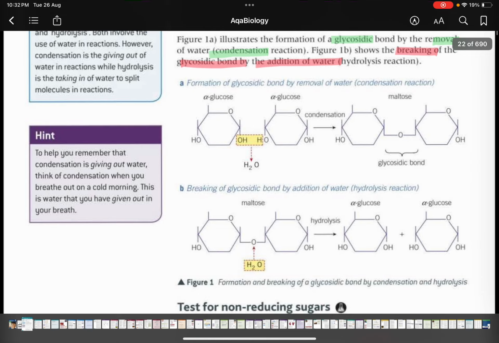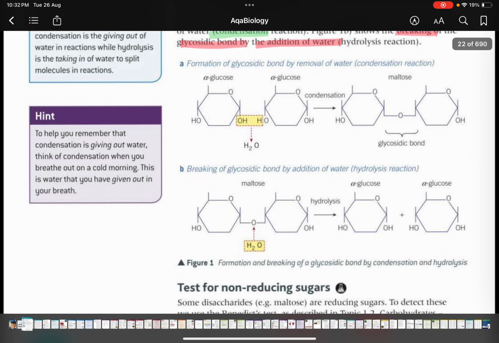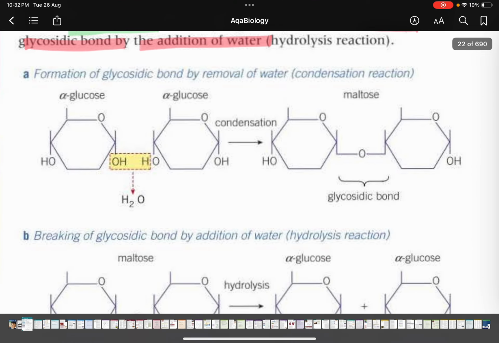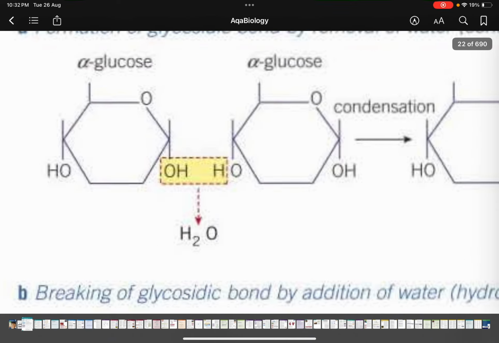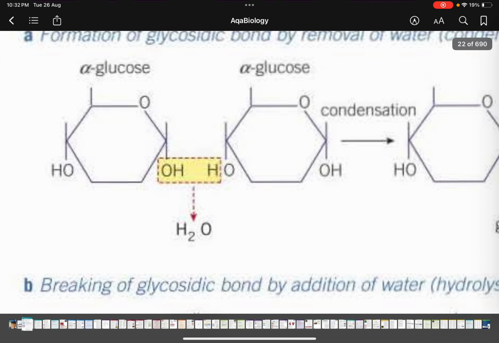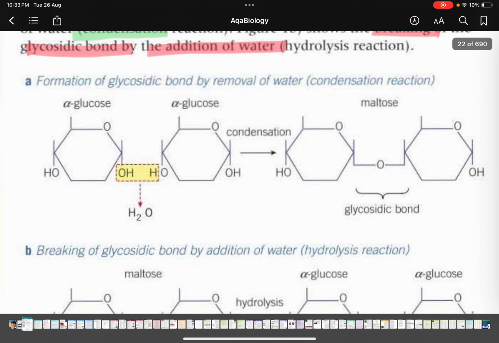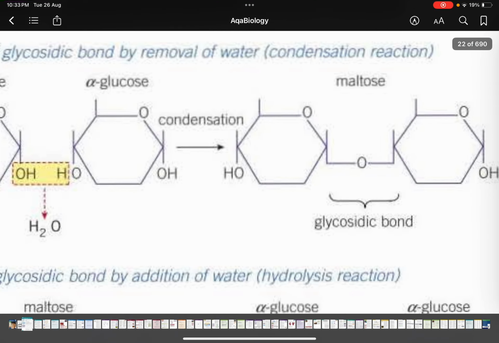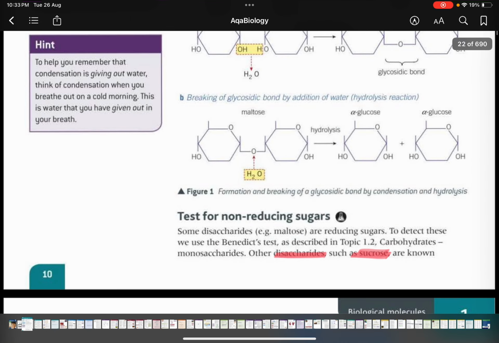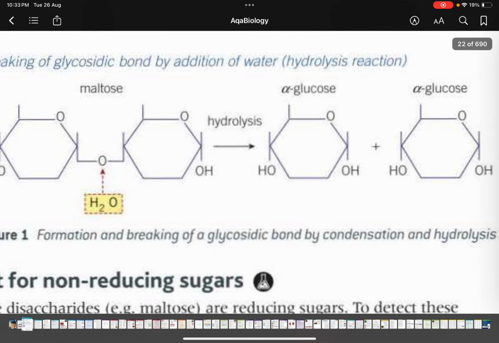So over here we have a little diagram. We have 2 actually. The first one shows the formation of a glycosidic bond. You can see over here we have OH from the left, hydrogen from the right, binding together, forming the water, and so the O from the 2 alpha glucose join together, forming maltose, which is going to be our disaccharide. And over here is literally the exact opposite.